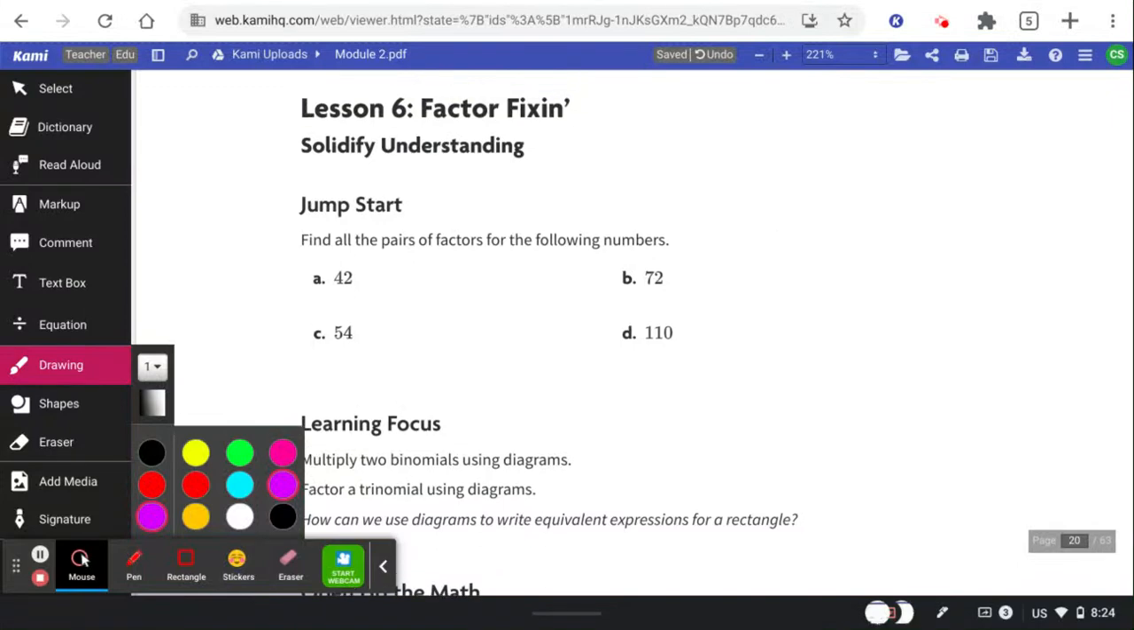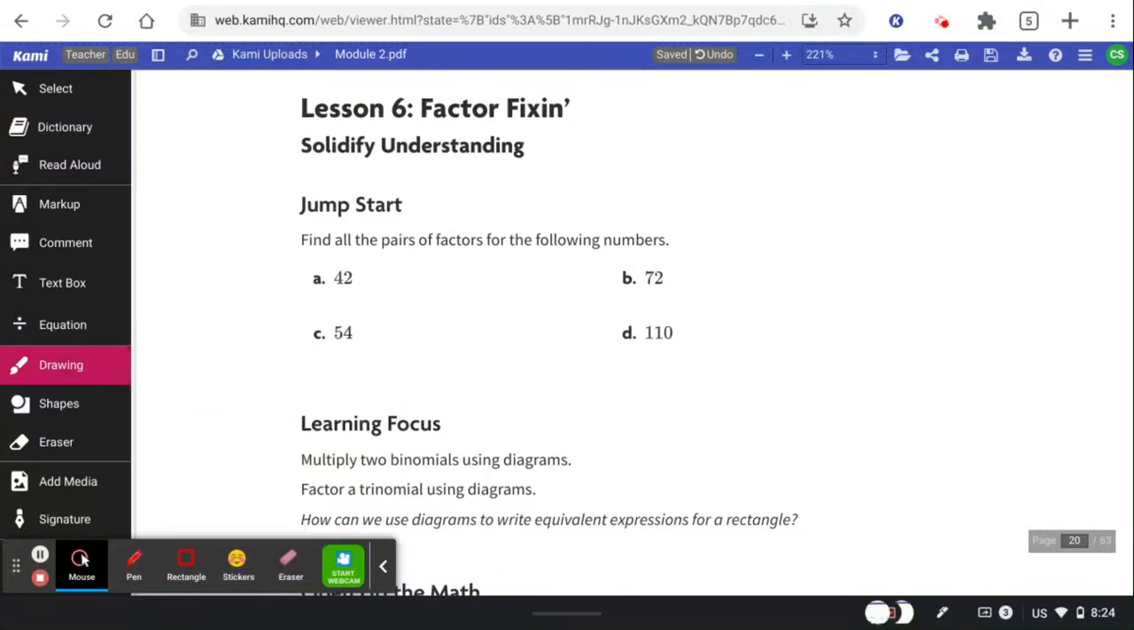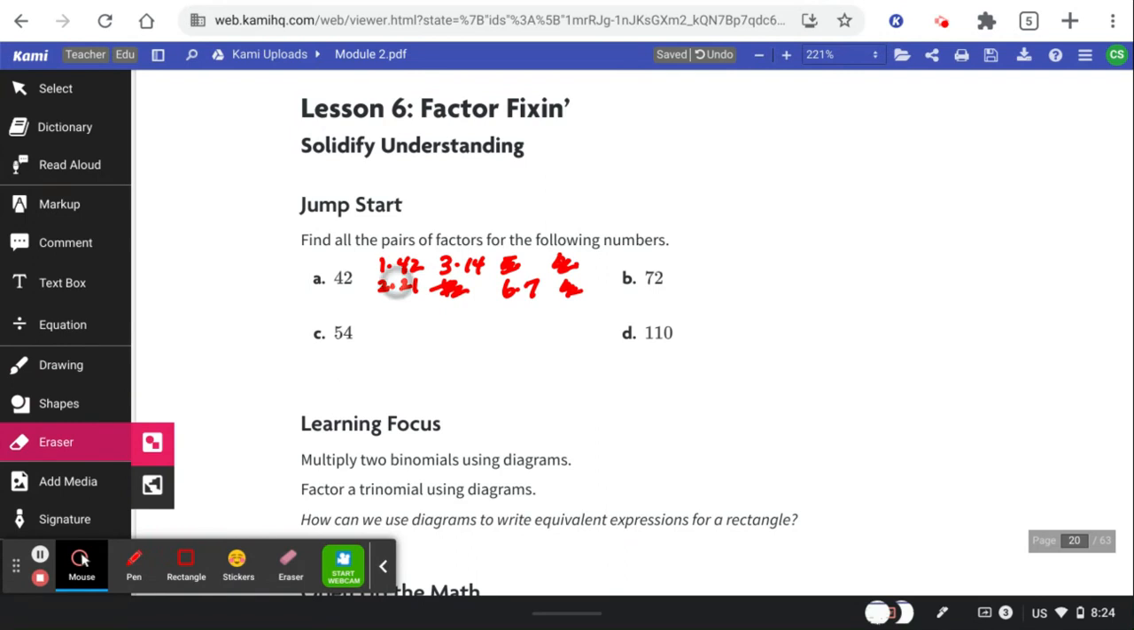Okay, now we're on the actual task, and it's having us do a quick jump start. Find all the pairs of factors for each of the following. So just to sort of remember what a factor is. For example, for 42, I could say 1 times 42, 2 times 21, 3 times 14, 4 doesn't go in, 5 doesn't go in, 6 times 7, 8 doesn't go in, and 9 doesn't go in. So you're double checking all the pairs like 1, 2, 3, 4, 5. Does it divide in? This is a 2 times 21.